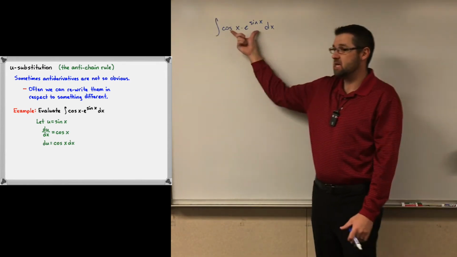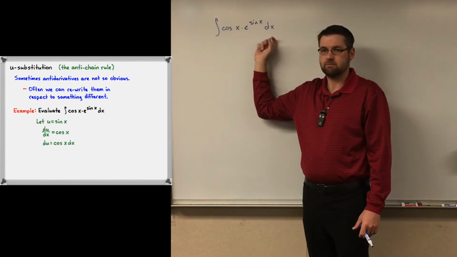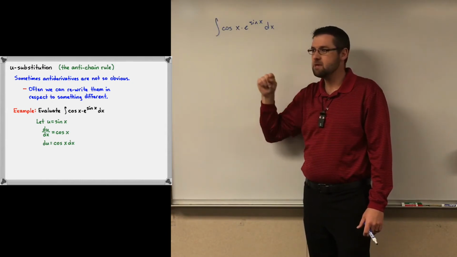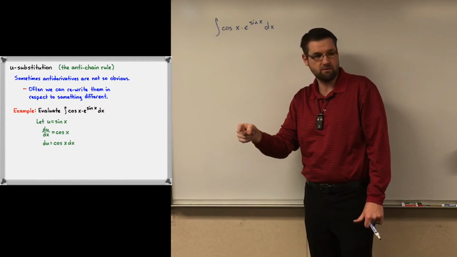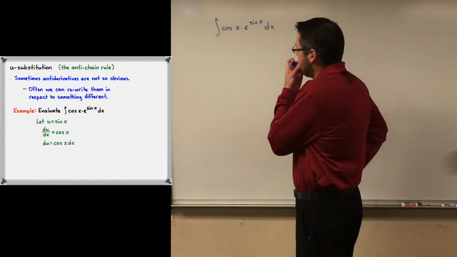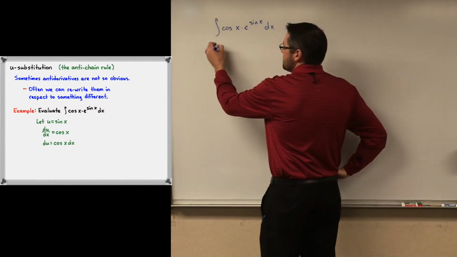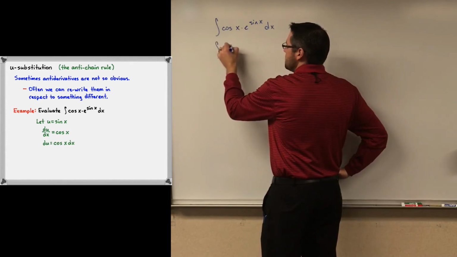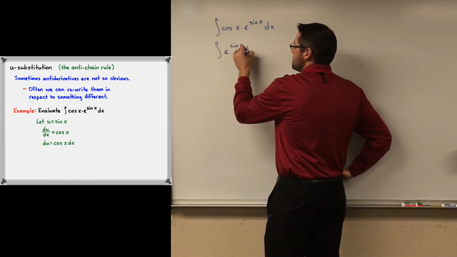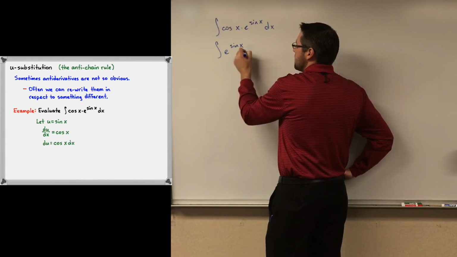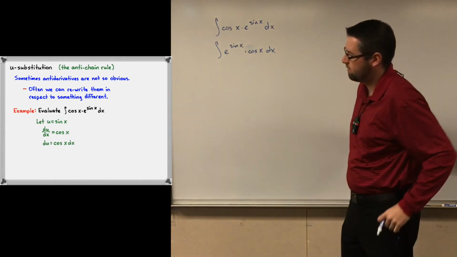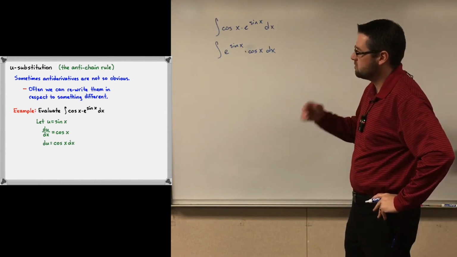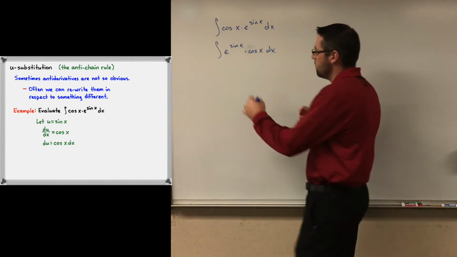Now, I don't know how to take the integral with respect to x, do I? But maybe I know how to take the integral with respect to u, because I knew how to take the derivative of u. So let me rewrite this as the integral of e to the sine of x times cosine of x dx. You agree that those two things are the same? Now let's substitute values in and see what we end up with.